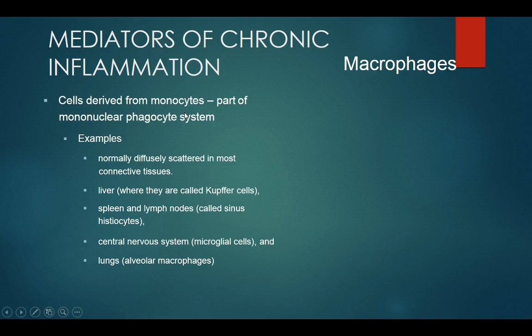Cells derived from monocytes are part of the mononuclear phagocytic system. So what are macrophages? These are mononuclear cells because they usually have a single nucleus. Now, how are these monocytes formed, how are macrophages formed?